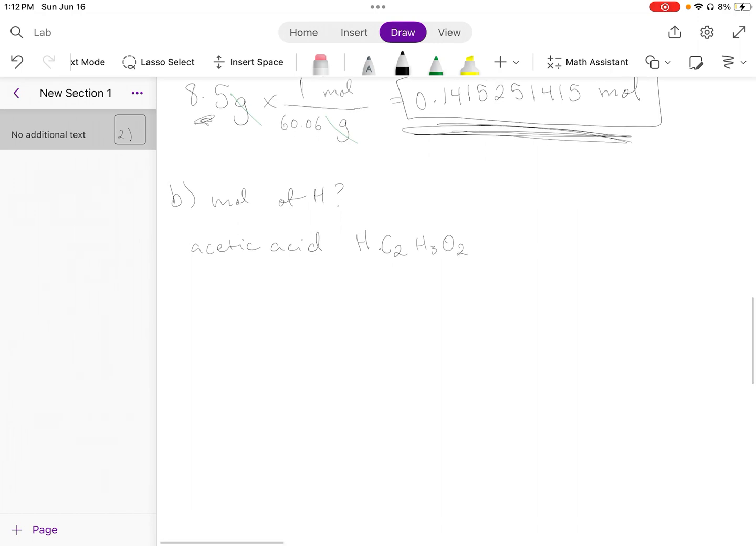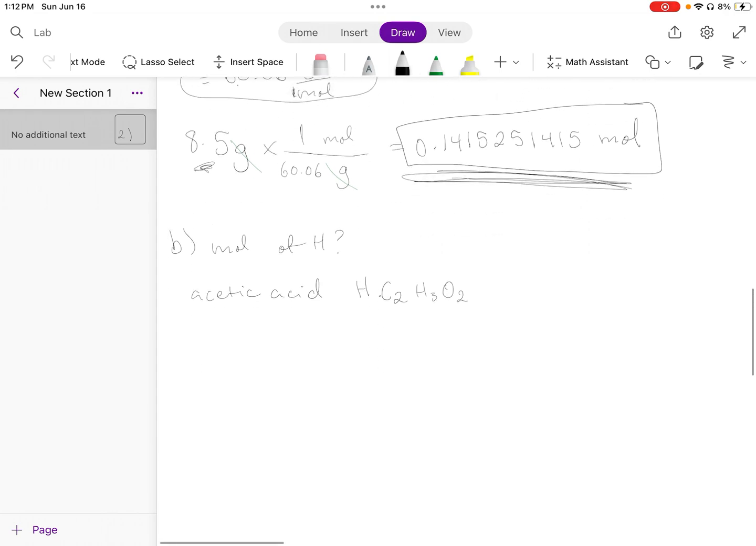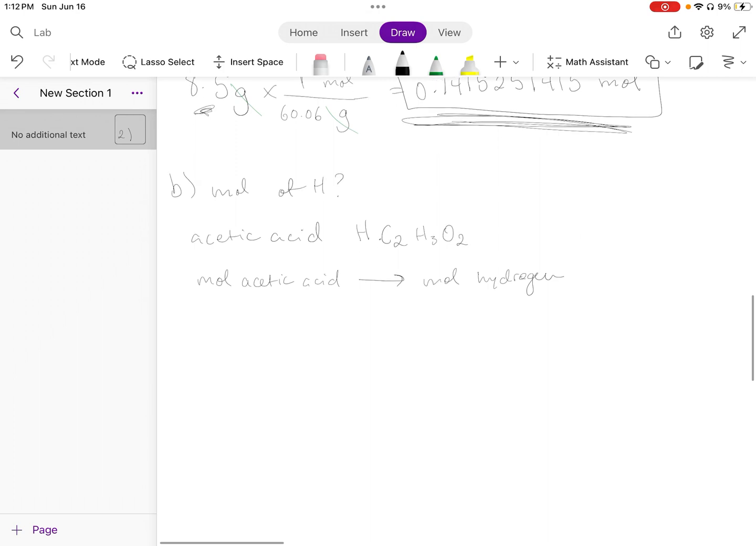So how do we go from moles of acetic acid to moles of hydrogen? We need to look at the chemical formula for it. So this is the chemical formula for acetic acid. This is 1 mole of acetic acid.